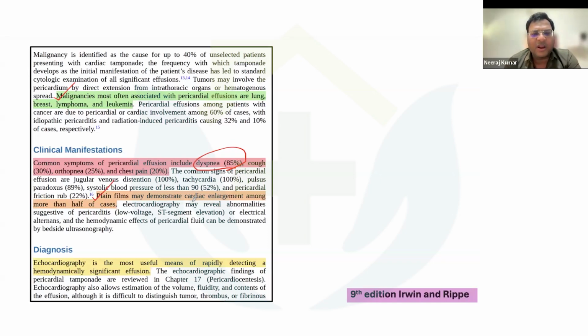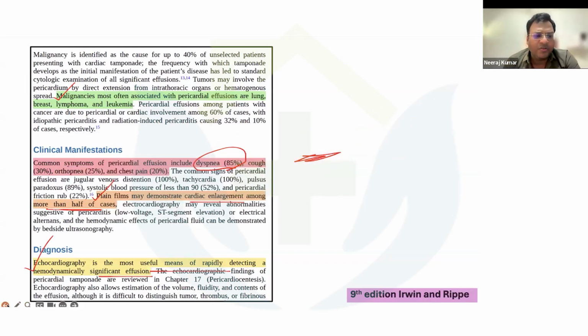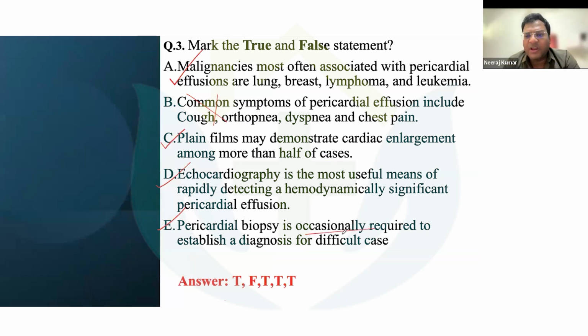The next part relates to the X-ray film. X-ray film demonstrates a cardiac enlargement in about 50% of the patients. And lastly, echocardiography is the most useful means of rapidly detecting hemodynamically significant effusion. And the last choice is that pericardial biopsy is occasionally required to establish a diagnosis in difficult cases. I just twisted that option. You may get a question that pericardial biopsy is frequently required to establish a diagnosis in difficult cases. So read those options very carefully.